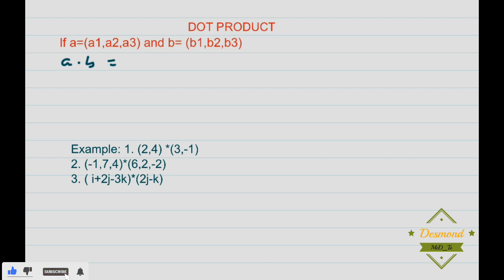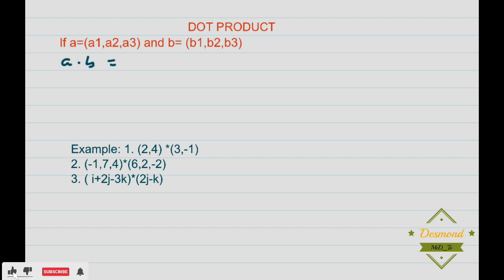So to find the dot product of A and B, we just have to multiply the corresponding components and add them. The result is not a vector, it is a real number, that is a scalar. For this reason, the dot product is sometimes called the scalar product or the inner product. So we have to multiply each component.